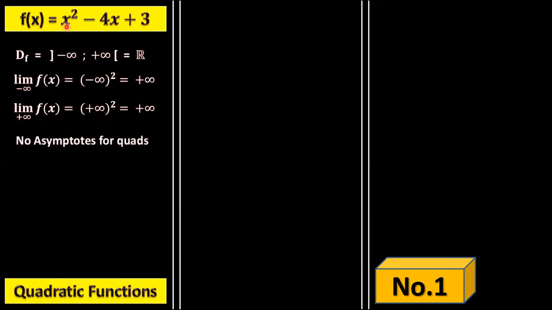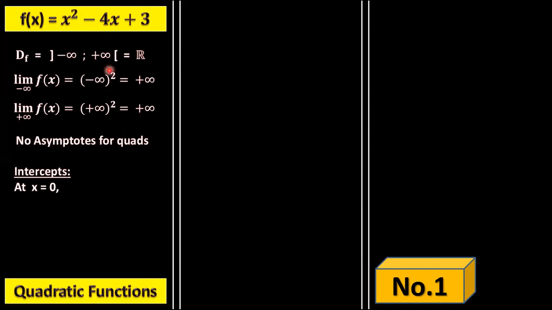Quadratic functions of this type, note I specify of this type, normally do not have asymptotes. However, exponential quadratics at times have asymptotes. Most exponential quadratics will have asymptotes, horizontal and so on.